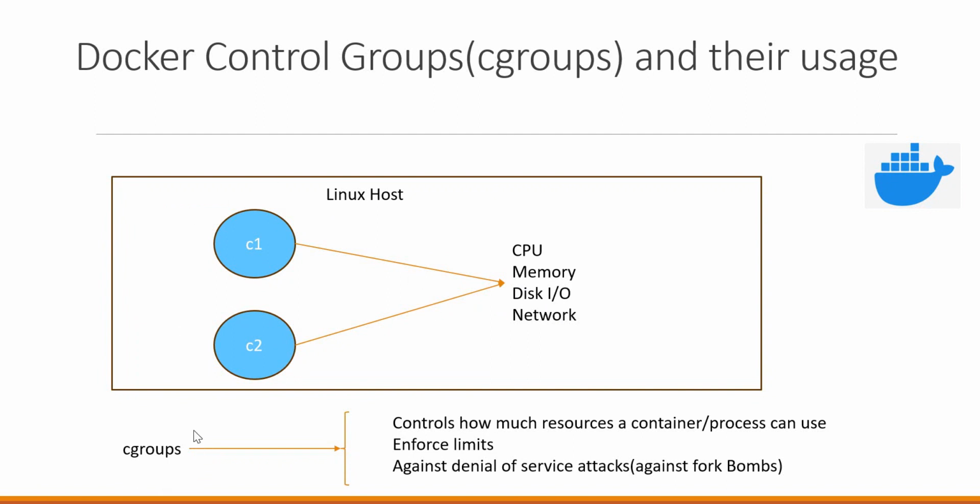So in Linux we have a concept called cgroups. cgroups is a feature to control how much resources a process can use. In the case of Docker, it uses the cgroups feature to limit the resources for each of the containers, so it enforces limits on all these resources.